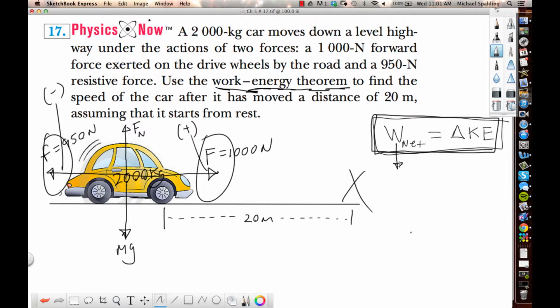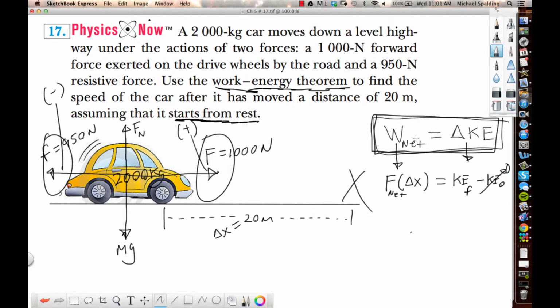What's the basic work equation? The basic work equation is F times what? Delta x. It's force times displacement. And the 20 meters, that's the displacement. Okay? So what's the change of kinetic energy going to be? The change of kinetic energy is going to be kinetic final minus kinetic initial. But look what they say right here. It starts from rest. So what's the initial kinetic energy? 0. Okay, so what we're left with is, and this should be F net, right?